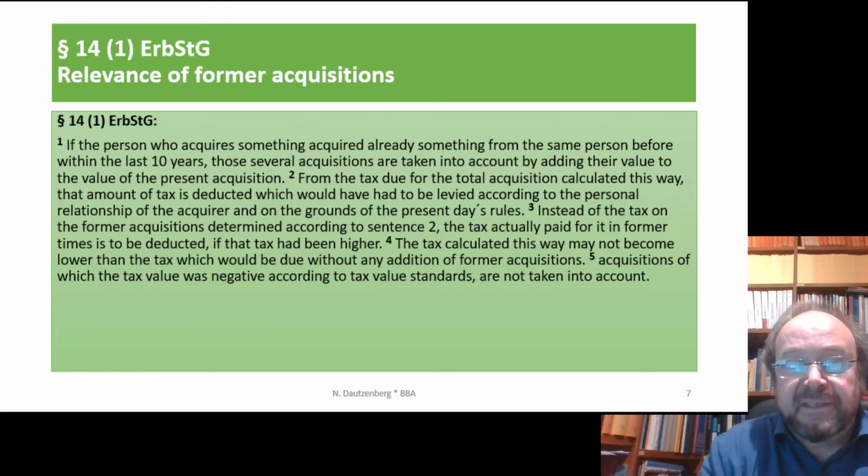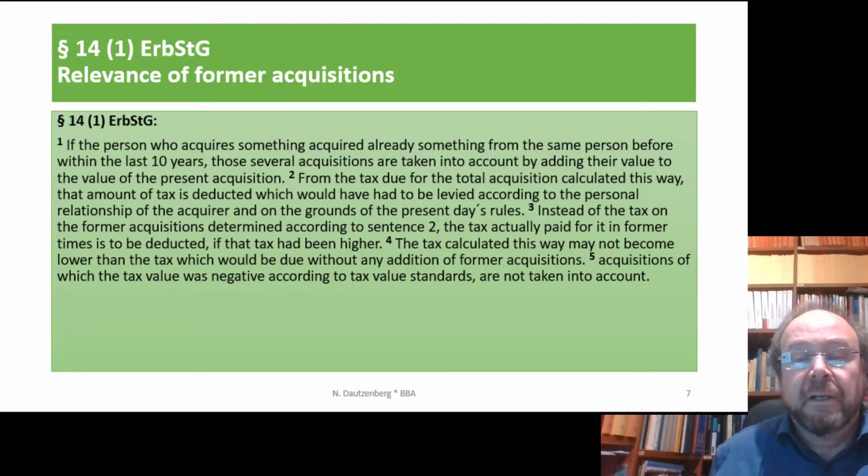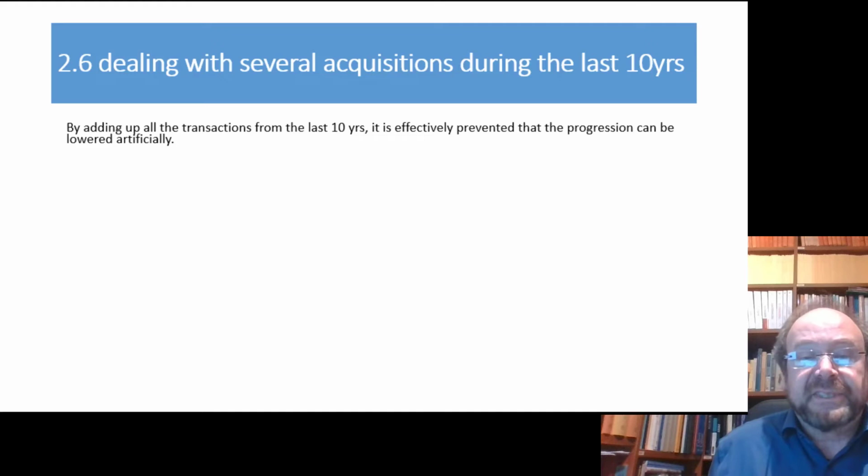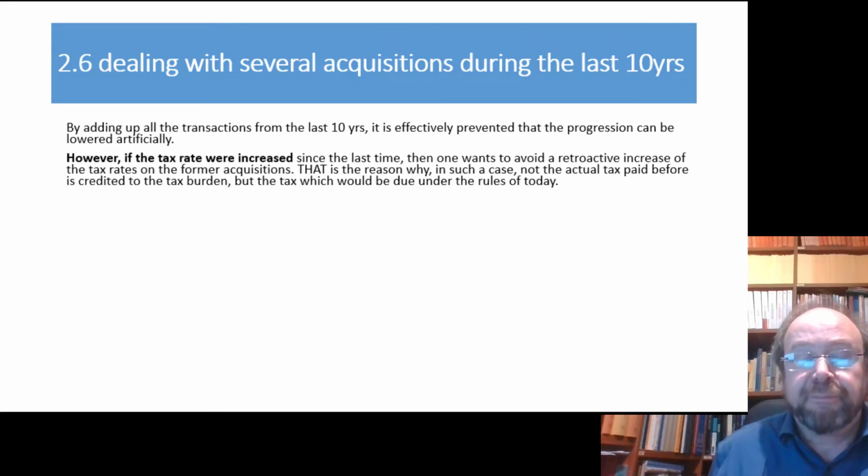When the assessment is reopened, you just compute the overall tax for the total of all the acquisitions, and then you deduct, you credit to the final tax liability, that amount which has already been charged last time, because that has already been paid. Okay, so this way we can effectively prevent the progression from being lowered artificially.